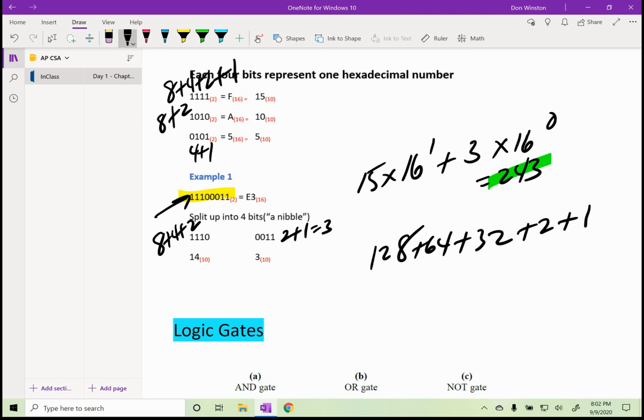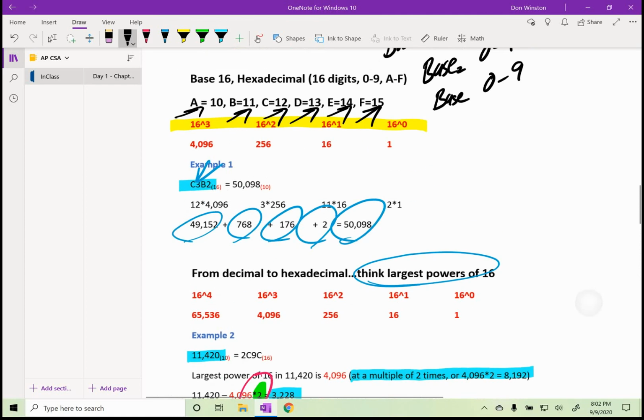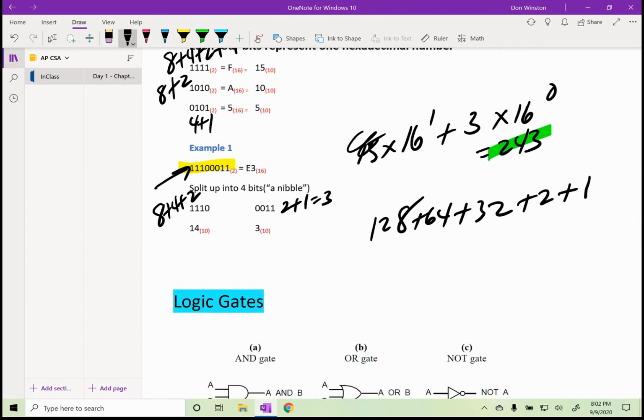What did I get? 128, 64, 32 plus 3, I get 227. E is, oops, I bet you I did something. Oh, E is 14, not 15. There, check my work there.